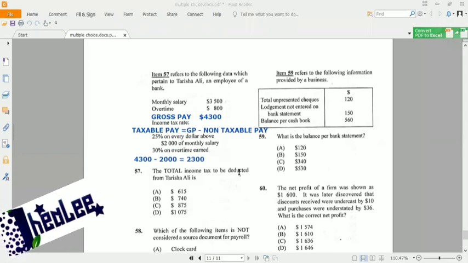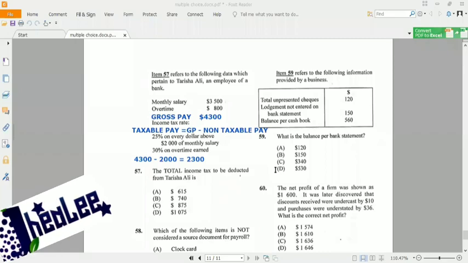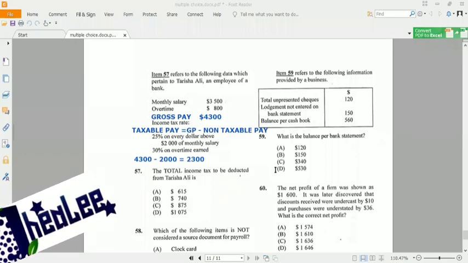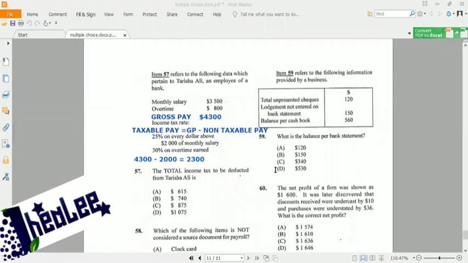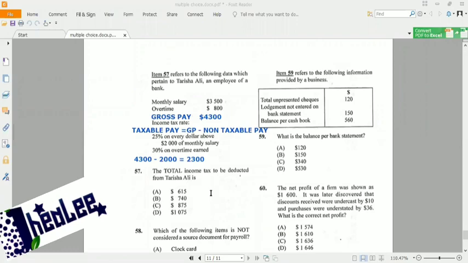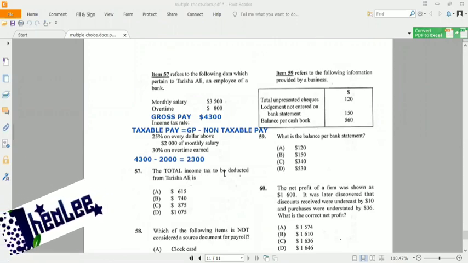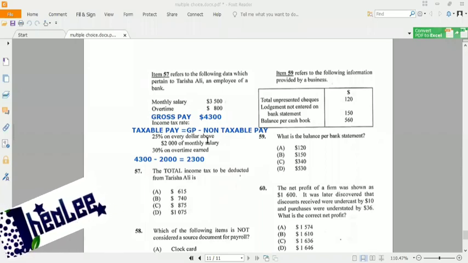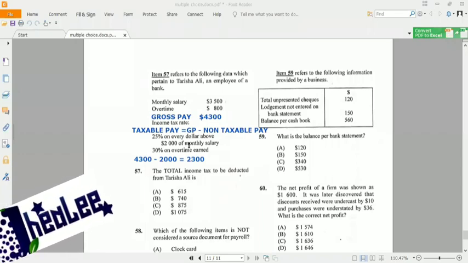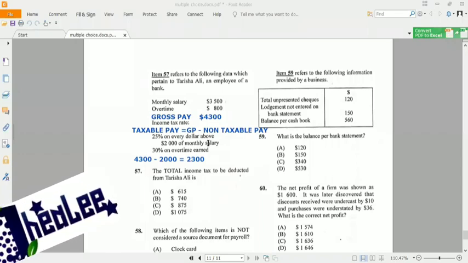Now to get the income tax, it would be the 25% of the 2,300, and that gives us 575. My bad right here. I did something wrong. Sorry.